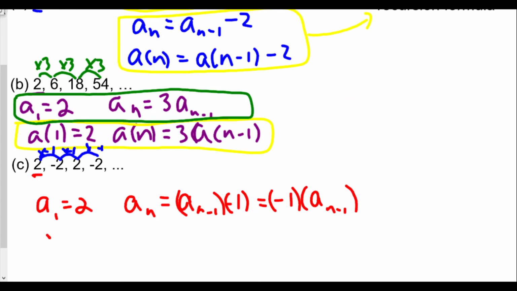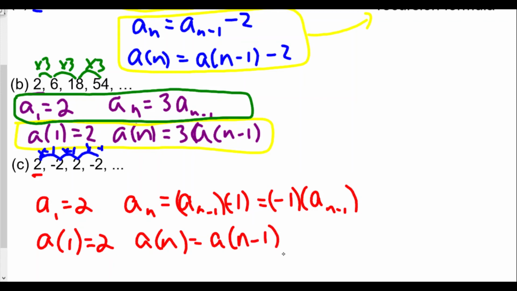Also, if you want to write in that function form here, a of 1 equals 2, a of n is equal to a of n minus 1 times -1. Let me rewrite this. Sorry, put the -1 in the front as a coefficient: -1 times a of n minus 1. Okay, so again, subscripts and function notation.